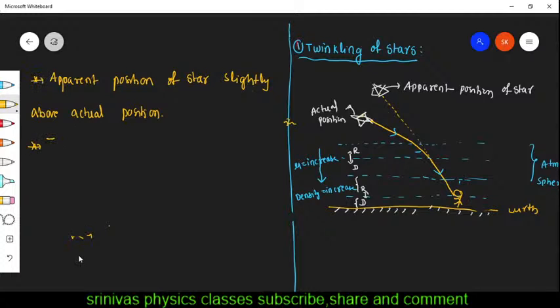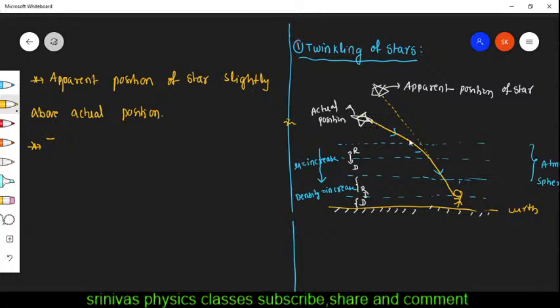Twinkling means what? One time it appears with more brightness, one time it appears with less brightness. What is the reason for that? For the more and less brightness, the reason is in this figure. This star acts as a point size object. The star appears with point size because it is at a long distance.